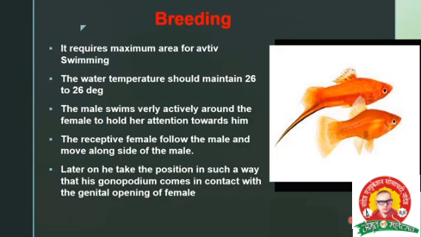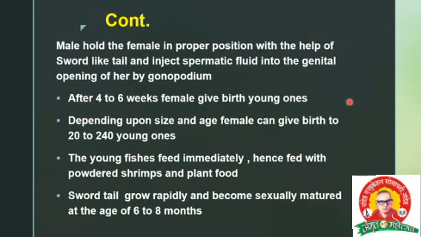the male takes a position in such a way that his gonopodium comes in contact with the genital opening of the female. On my right hand side, here is mentioned the gonopodium. When the gonopodium comes in contact with the genital opening of the female, when they move round and round, at that time the gonopodium comes into contact with the genital opening of the female. The male holds the female in proper position with the help of the sword-like tail and injects spermatic fluid into the genital opening of the female by the gonopodium.